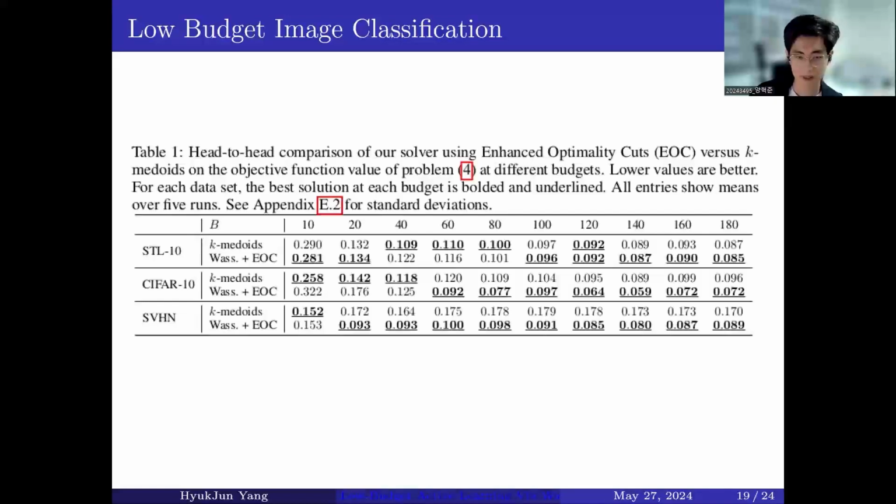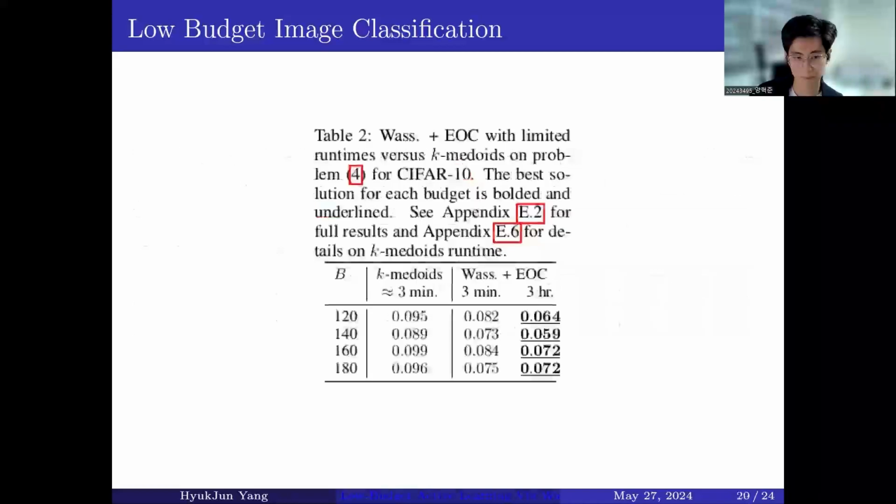The first experiment is a simple comparison of the objective function of the proposed method, Wasserstein plus EOC, versus K-medoid across diverse budgets. K-medoid is another selection algorithm, and the objective function here corresponds to loss function, so small is better. The result shows that their proposed method outperformed if B was over 120, where in this situation, the selection problem is larger and harder.